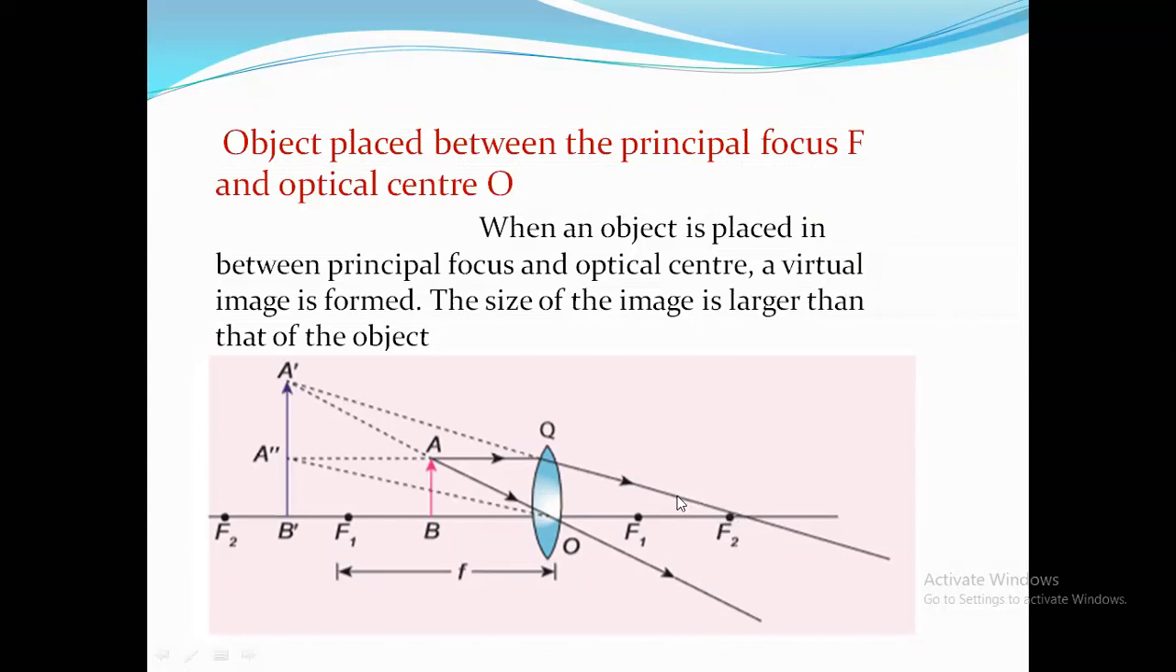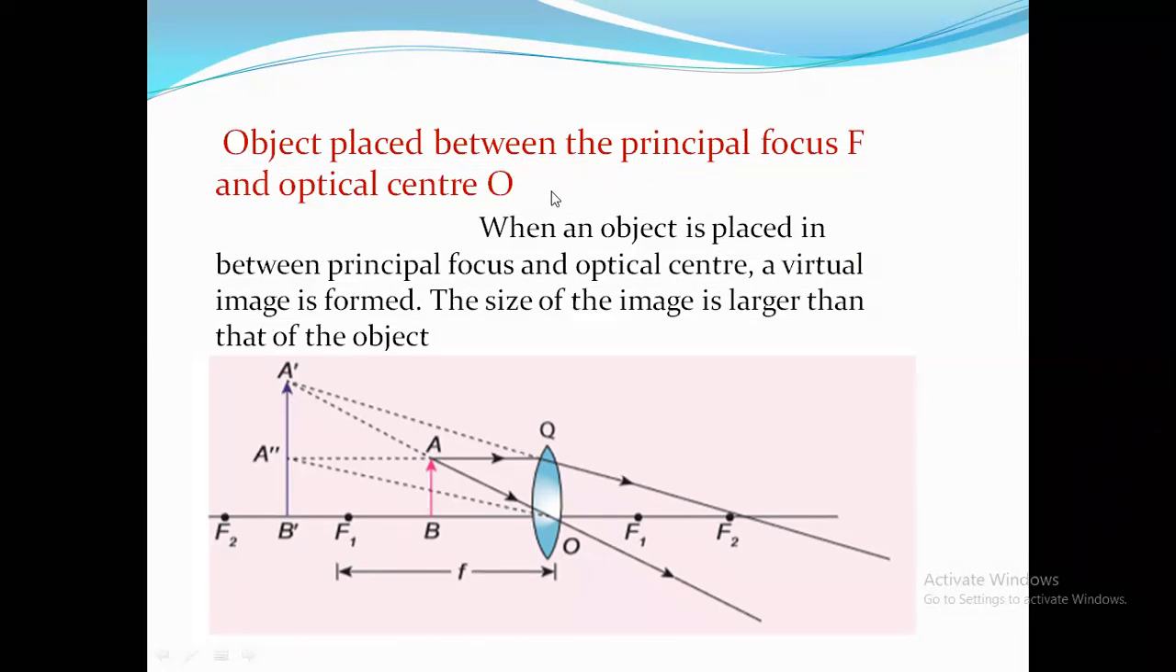The rays will make a virtual image, not a real image. The two rays will converge at the left side only and make a very large image in between F1 and F2. A to A dash means where that is bigger, larger than that of the object. Understand?